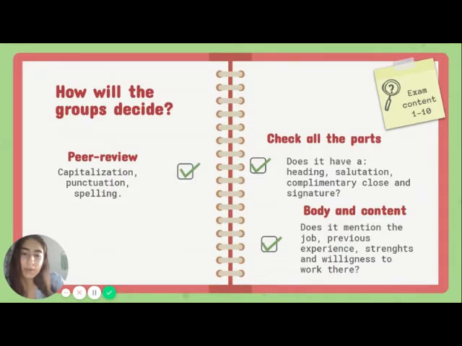First, they must do a peer review and check different items such as capitalization, punctuation, and spelling. Then, they must check that the letter has all the necessary parts. That means a heading, a salutation, a complimentary clause, and the signature. And last but not least, they need to check the body and the content. For example, does the applicant mention the job he's applying for? His work experience, his strengths and willingness to work in that job position? And how are they going to examine all of these 3 criteria? By simply remarking from 1 to 10.